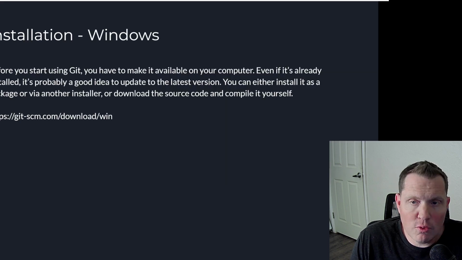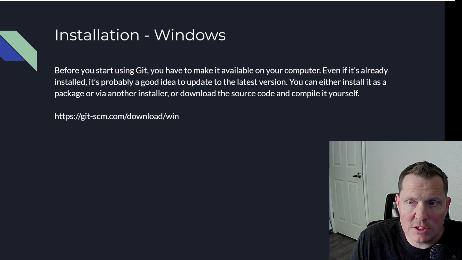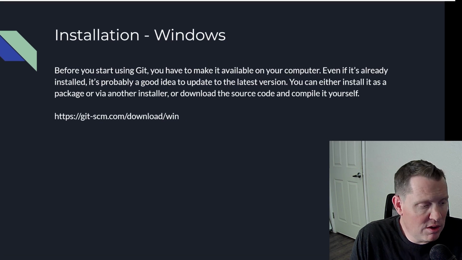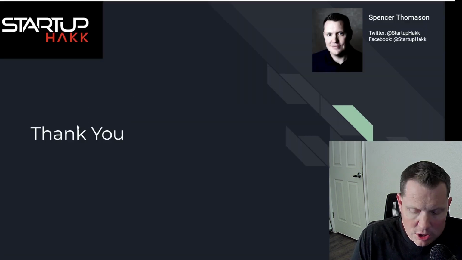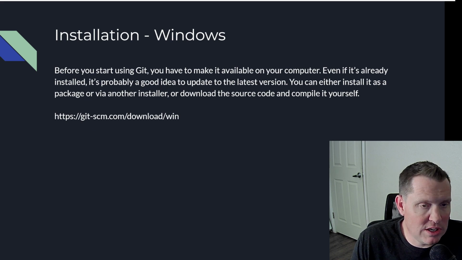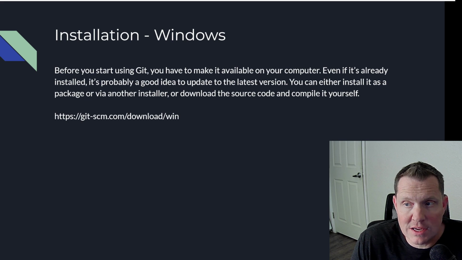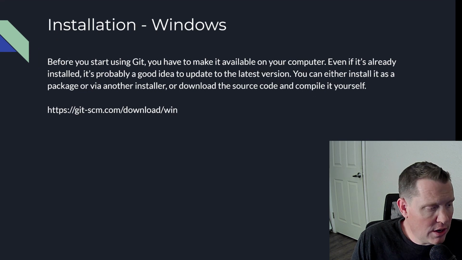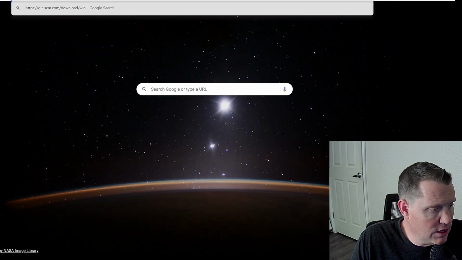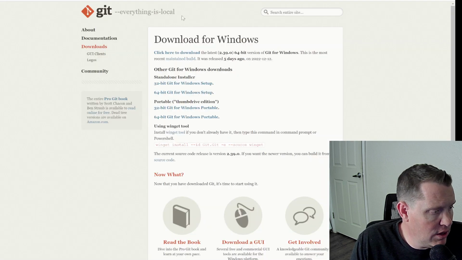Now, before you start using Git, you definitely want to make sure that it's available on your computer. So even if it's not already currently available, you may want to go and make sure you download it. So I'll go and show you how to download it and how to install it, or in my case, how to update it. So I'll show you how to do that now. So let's go back to our browser here, and we're going to go download Git here.